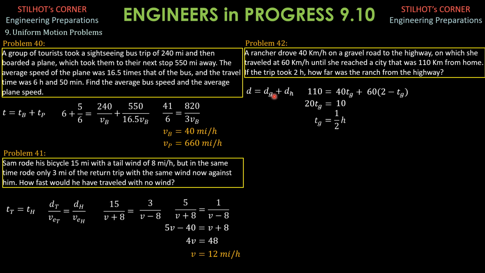to the highway is d sub g, and d sub g is 40 times t g. 40 times 1/2 is equal to 20 kilometers.